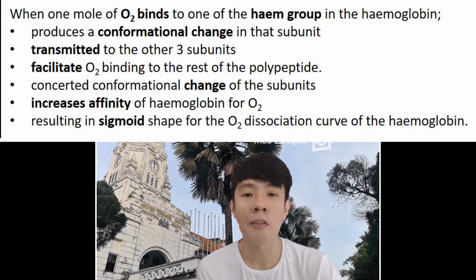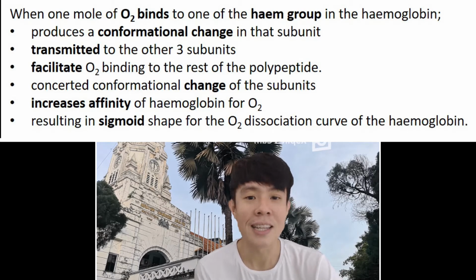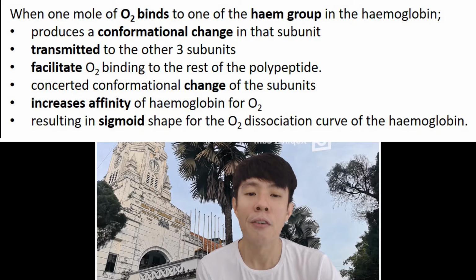When one molecule of oxygen binds to one of the heme groups in the hemoglobin, it produces a conformational change in that subunit, transmitted to the other three subunits, facilitating oxygen binding to the rest of the polypeptide. Concerted conformational change of the subunits increases affinity of hemoglobin for oxygen, resulting in the sigmoid shape for the oxygen dissociation curve of the hemoglobin.